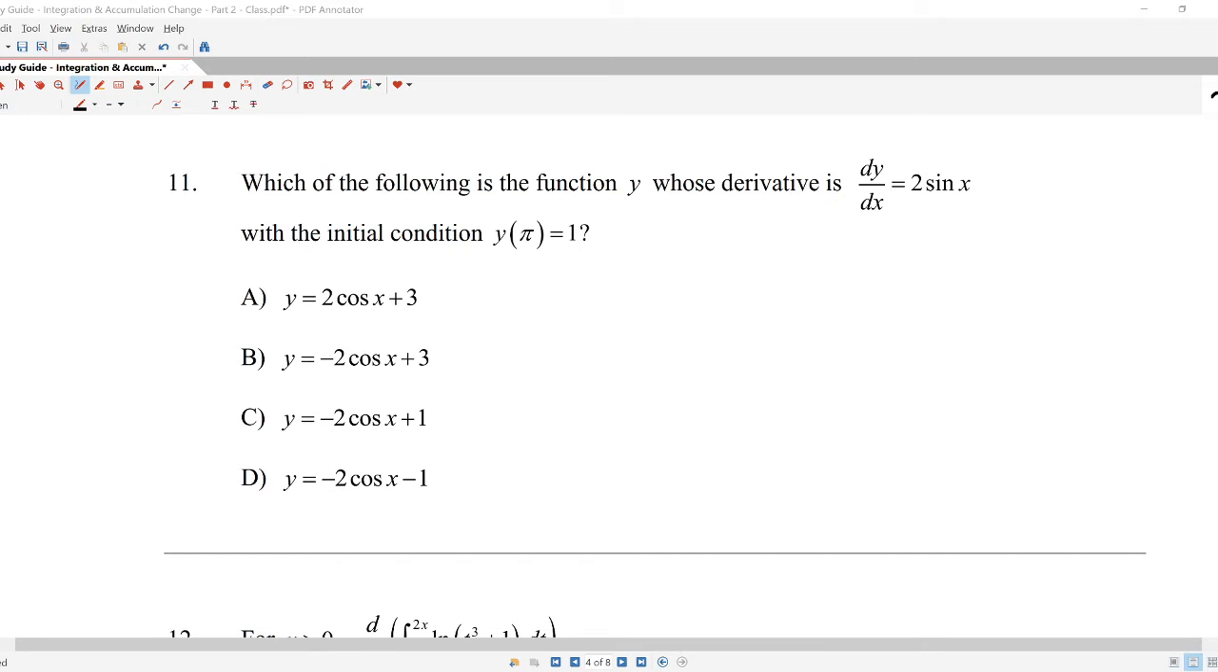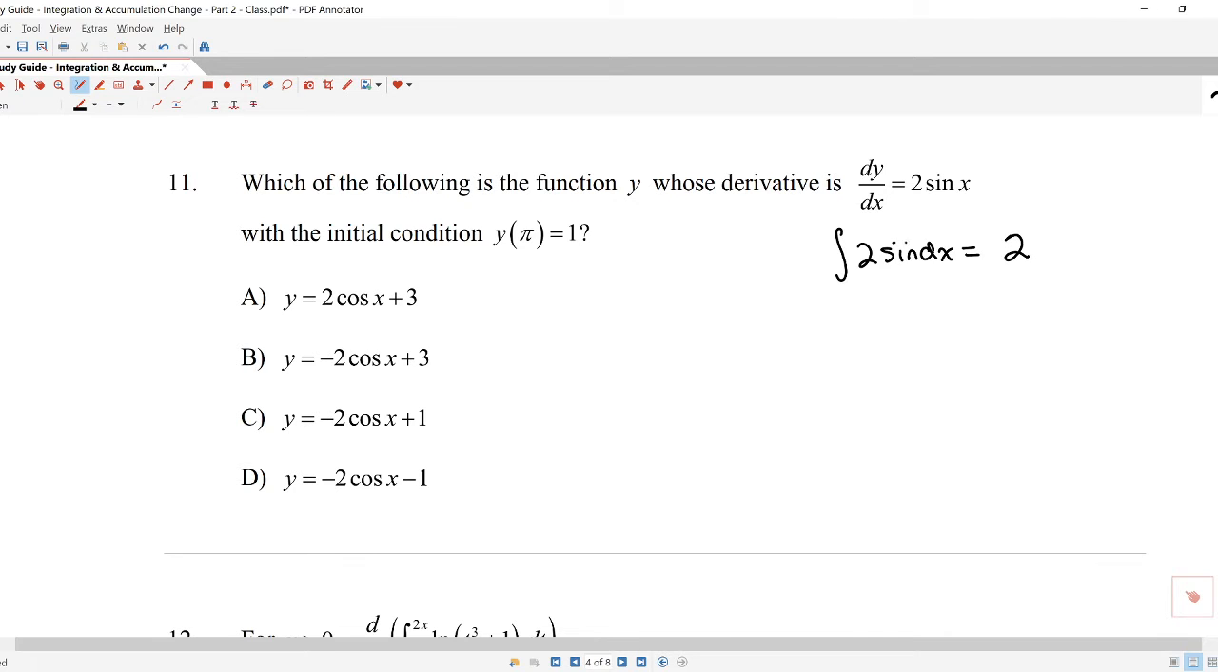Number 11, which of the following is a function y whose derivative is dy/dx equals 2 sine of x, with the initial condition of y of pi is 1. So we want to find the function that has this derivative. To do that, we need to take the antiderivative of 2 sine of x, also known as the indefinite integral of 2 sine of x dx.